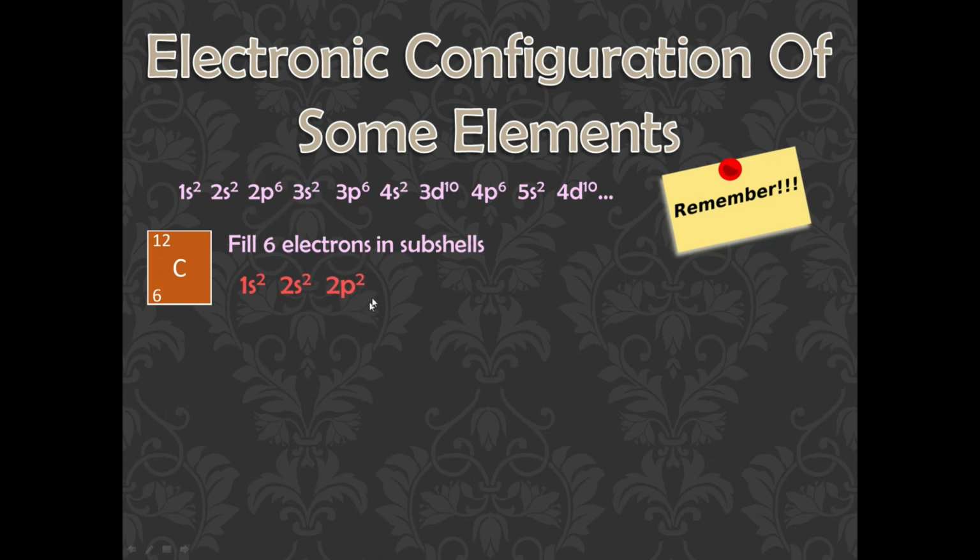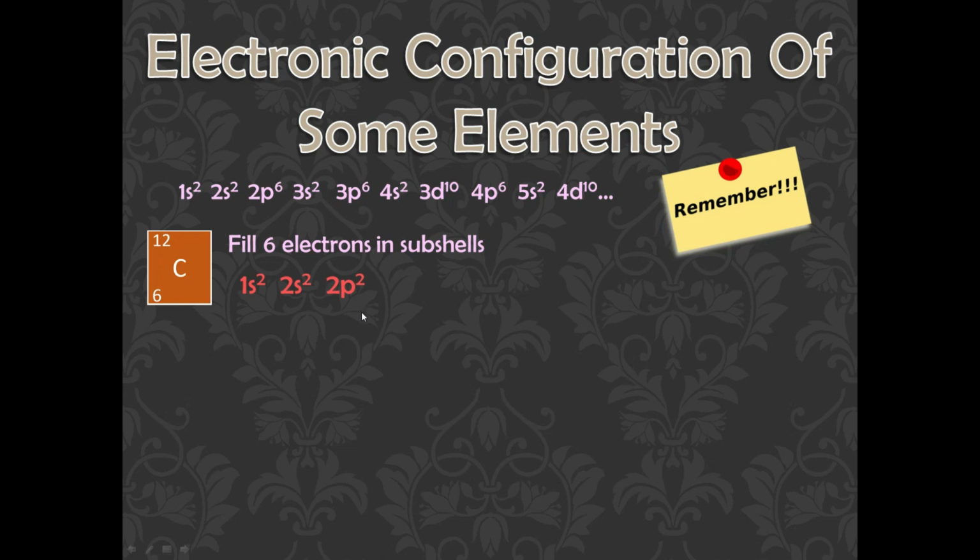After 2s2 in this sequence, 2p we have to write. 2p we have written but not 6, because the capacity of 2p is 6 electrons, but in case of carbon, after filling these 4 electrons over here, we have only 2 electrons left. So we can fill the remaining 2 electrons in 2p. So the electronic configuration will become 1s2, 2s2, 2p2 for 6 electrons.